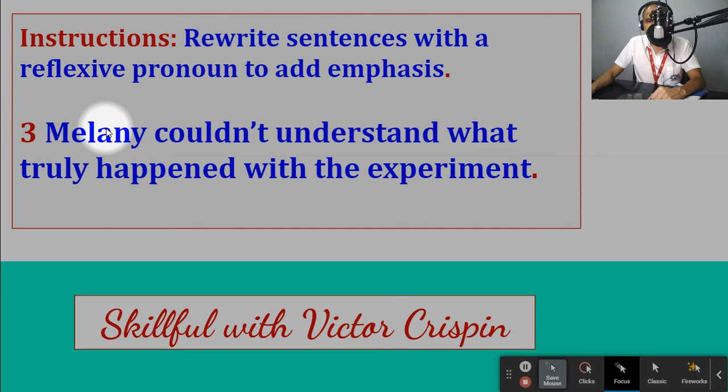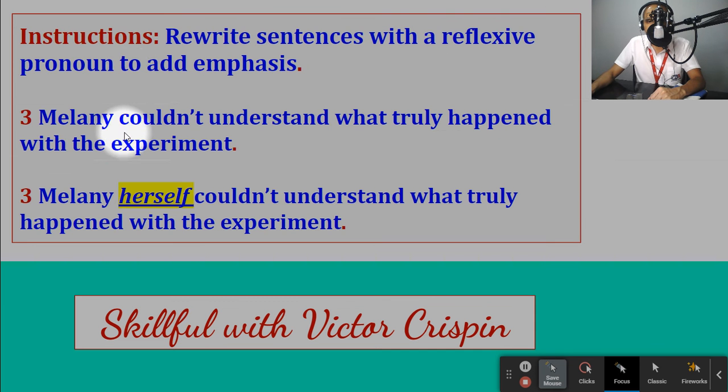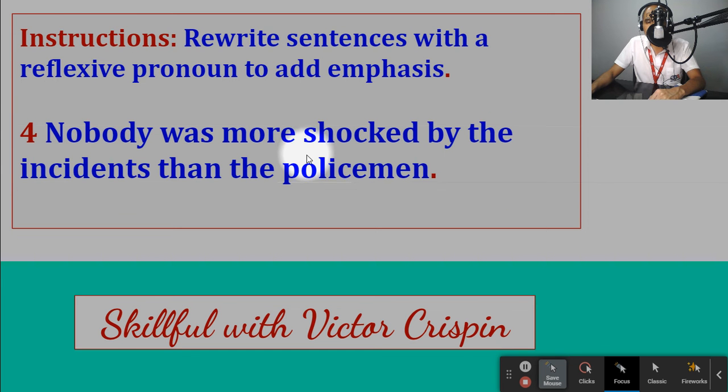All right, time is up. Let's see the answer. In this case, the answer is, Melanie herself couldn't understand what truly happened with the experiment. I am using the reflexive pronoun herself because my subject is Melanie. We are talking about her. So this would be the appropriate reflexive pronoun. Now we're going to continue with number four.